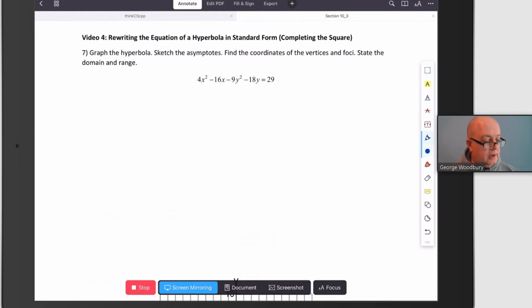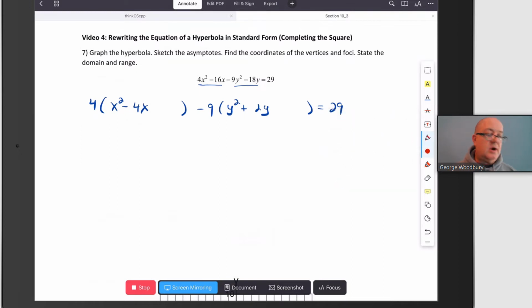So first, for the terms containing x, I'll factor out a common 4, x squared minus 4x, and I'll leave some space to complete the square. I'm going to add the magic number. For the terms containing y, I'll factor out the negative 9, and that gives me y squared plus 2y, leave some space, equals 29.